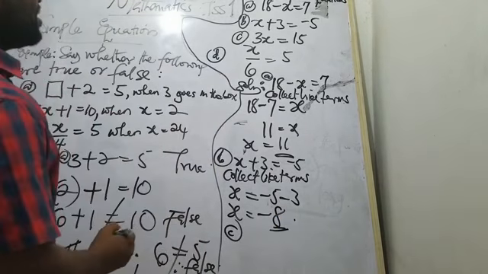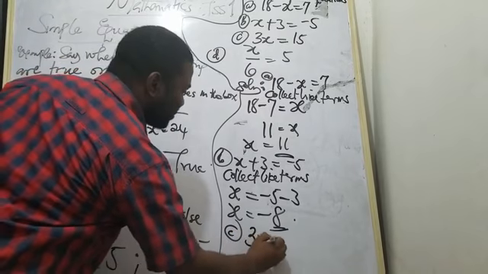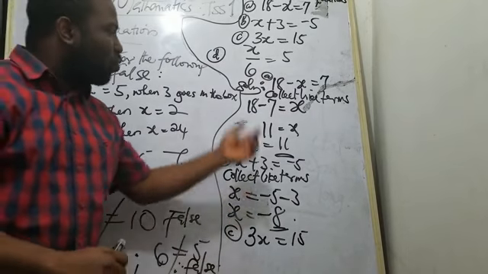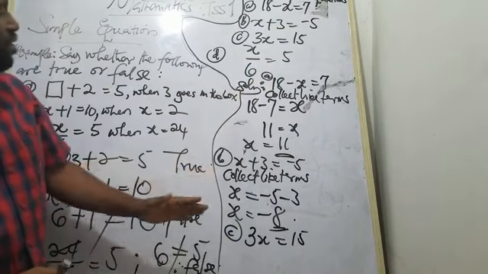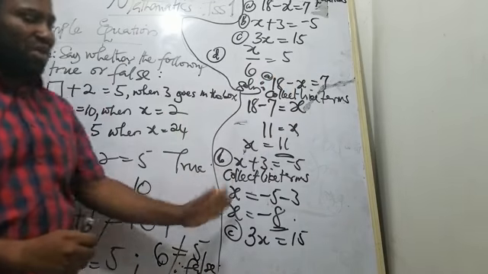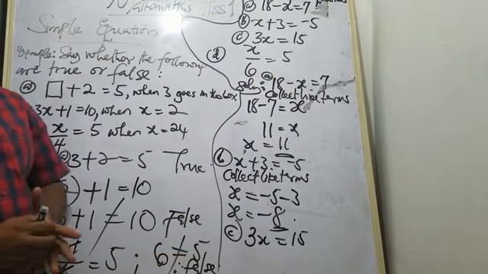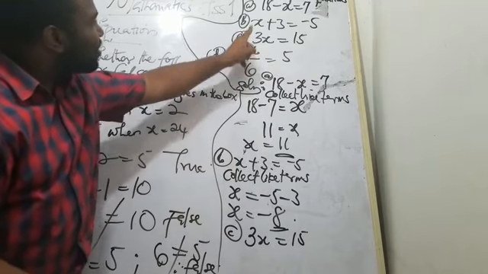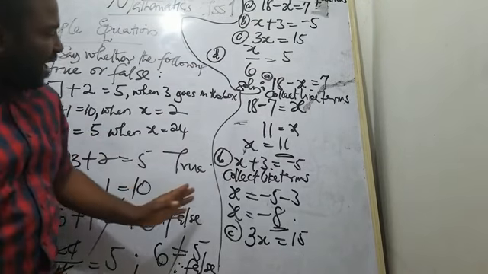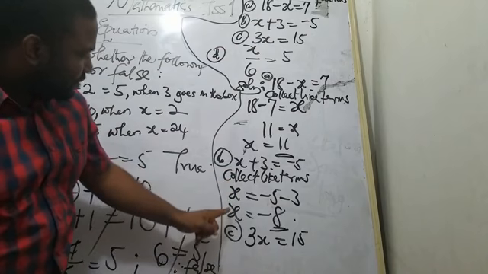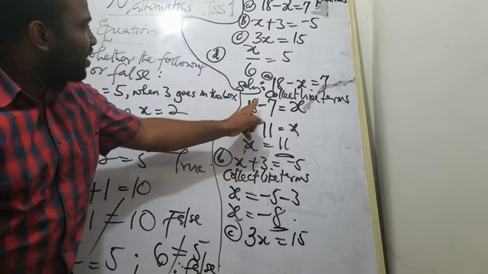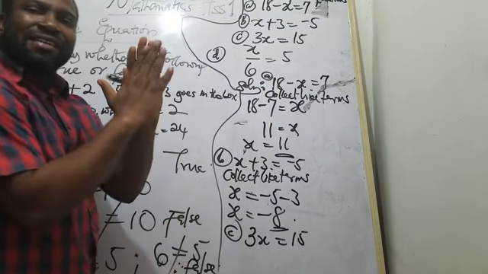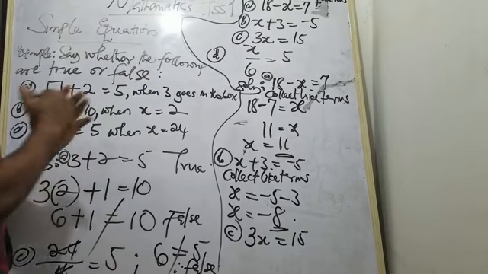Number C. Now let's take number C. You have 3x is equal to 15. Now look at this. This is different from the ones we have done before. Those ones dealt with addition and subtraction, but here we are dealing with what? Multiplication. Because this is 3 times x. It is not like having x plus 3. It is not like having 18 minus x. We can see that these are written together. So how do we deal with this?